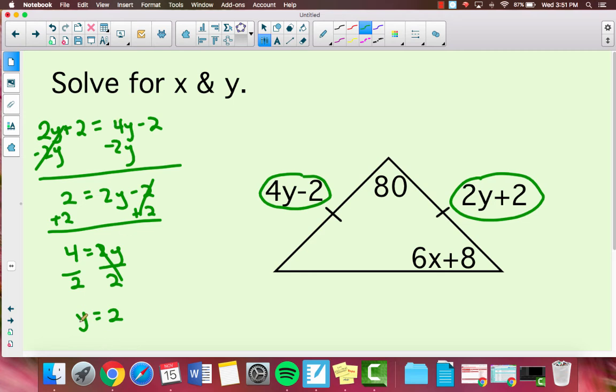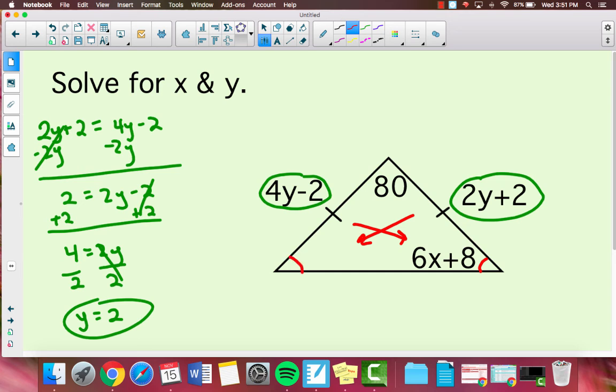Lots of 2's in this problem. So there's our first answer by setting these equal. And we know they're equal because of their marking. So always look for the markings. Next, we know that the angles have to be the same, okay, because it's isosceles. So remember, base angles will be congruent. So we know that this angle has to match this one.